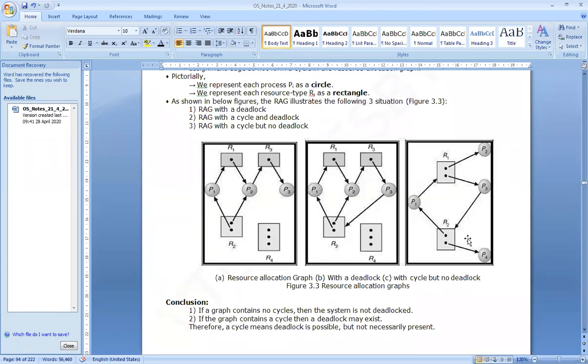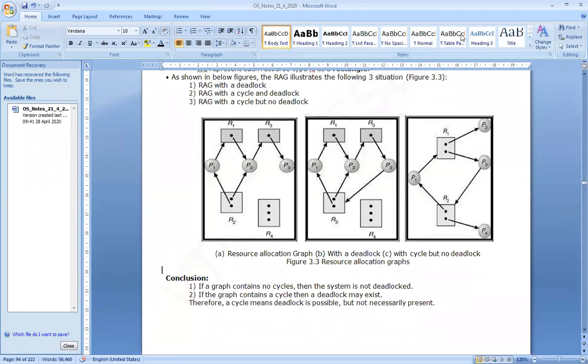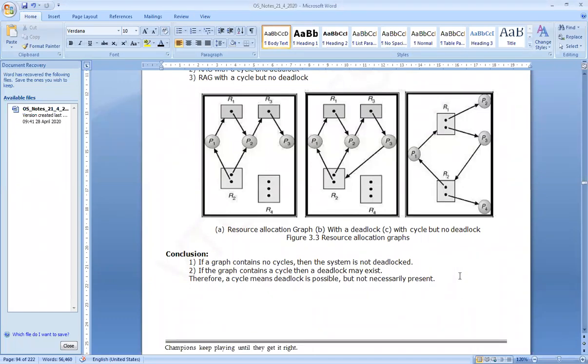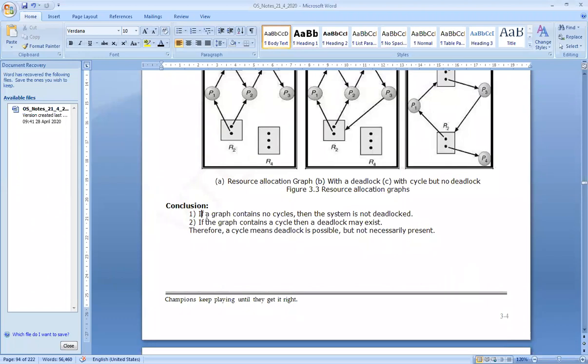Like this, we have three different diagrams which show how the processes are allocated with the resources in the deadlock situation, using this resource allocation graph. Conclusion: if a graph contains no cycle, then the system is not deadlocked. We can easily say there is no deadlock. If the graph contains a cycle, then deadlock may exist. These are the two conditions, and that is the conclusion we can state about deadlocks.